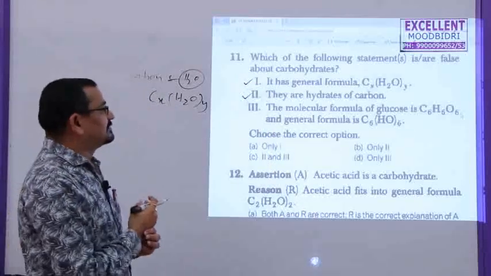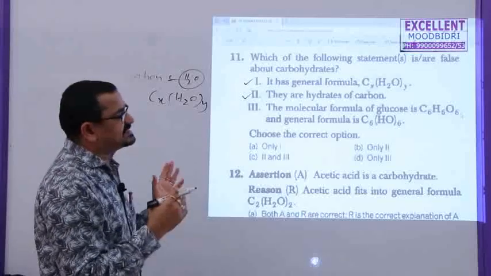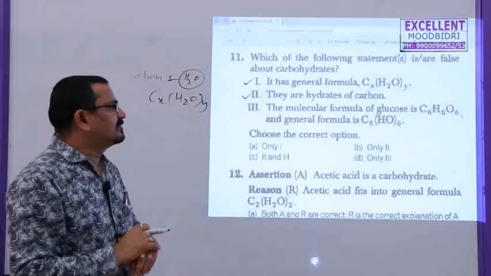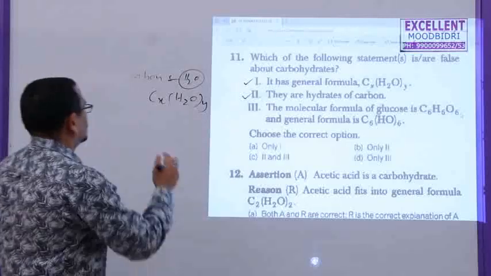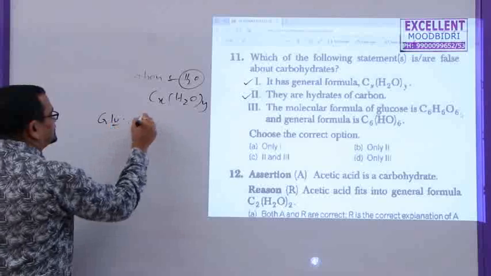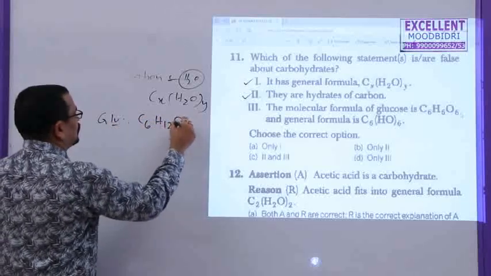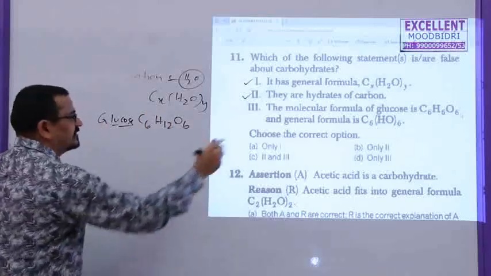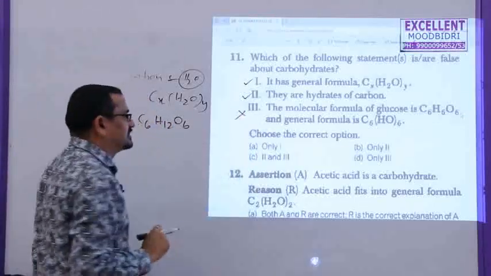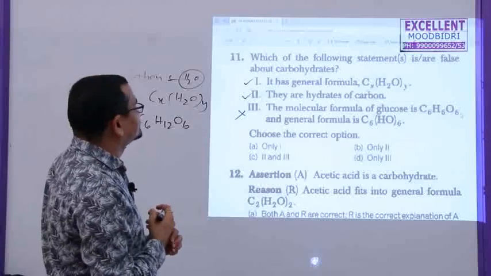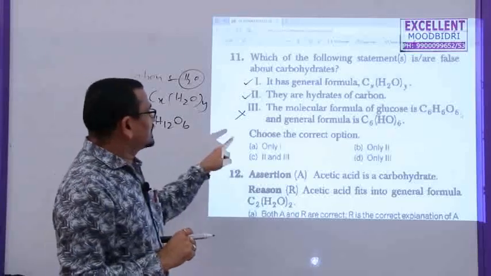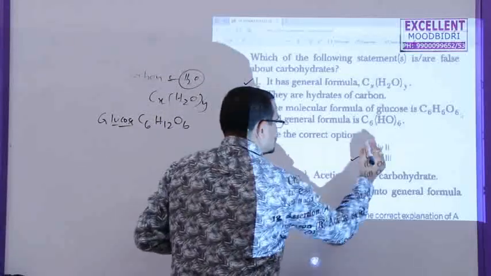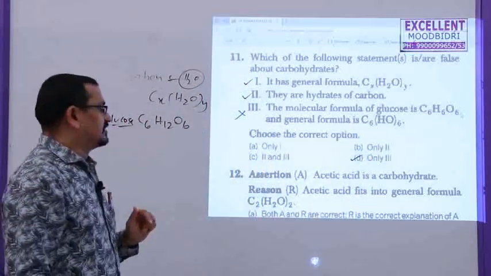And third line is the molecular formula of glucose is C6H6O6 and general formula is C6OH taken 6. No, glucose molecular formula is C6H12O6. Glucose molecular formula is C6H12O6, you are aware of. So third one is an incorrect line. So choose the correct option means, which of the following statements are false about carbohydrates? So only third line is the false line.